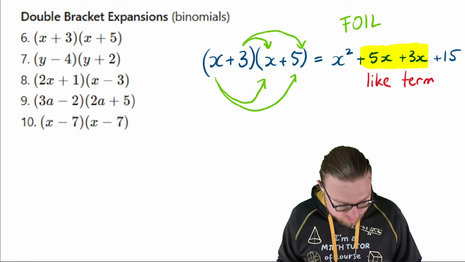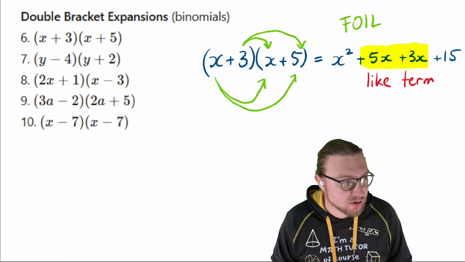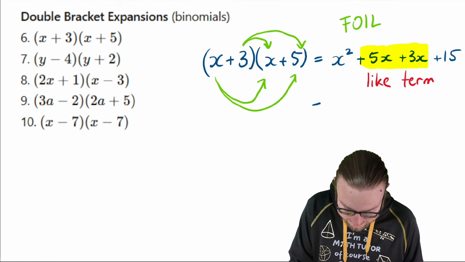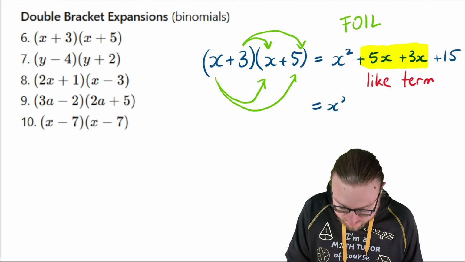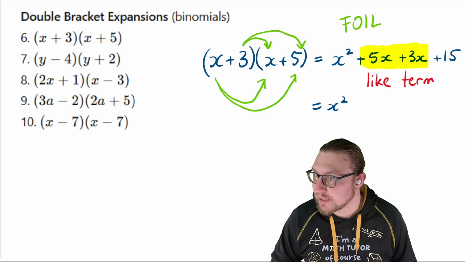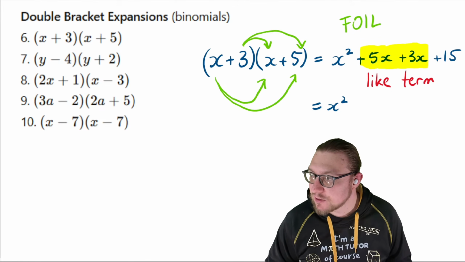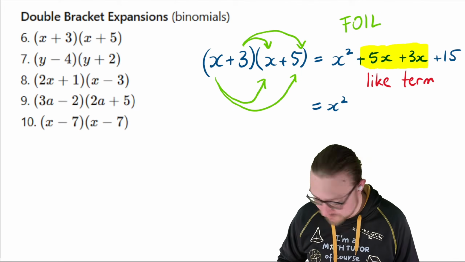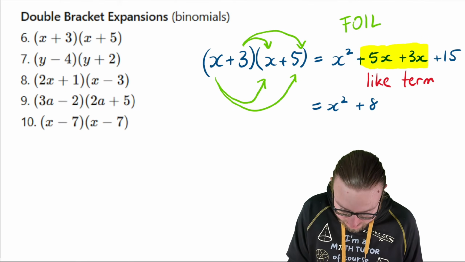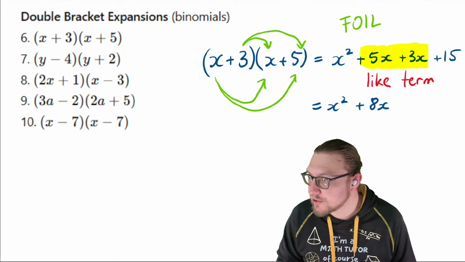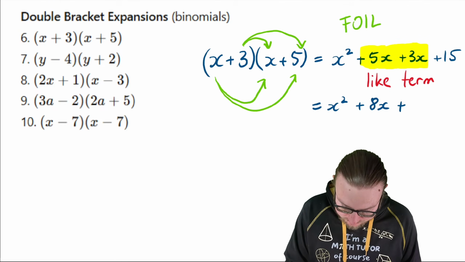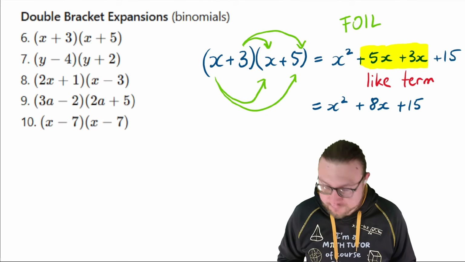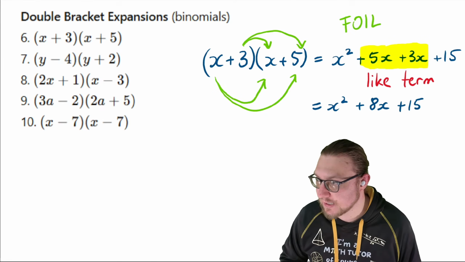So make sure that every time when you expand, you always make sure that you're simplifying at the end. So the x squared remains by itself, and 5x plus 3x, well, x is an object, so first you have 5 of them, then you add 3 of them, so we're going to get to 8 of those objects, so 8x. And of course the plus 15 at the end. And that's already the final answer.